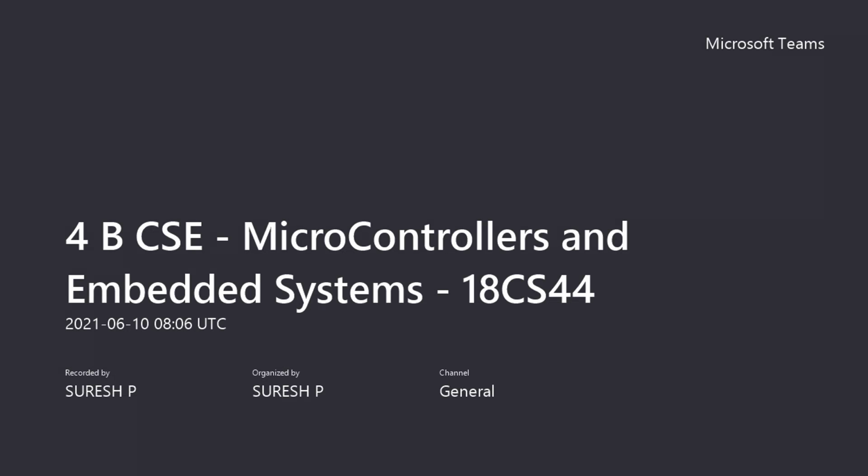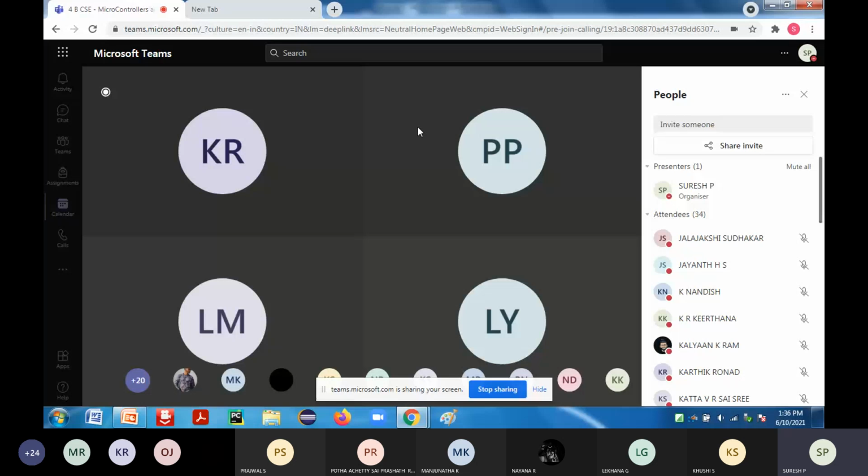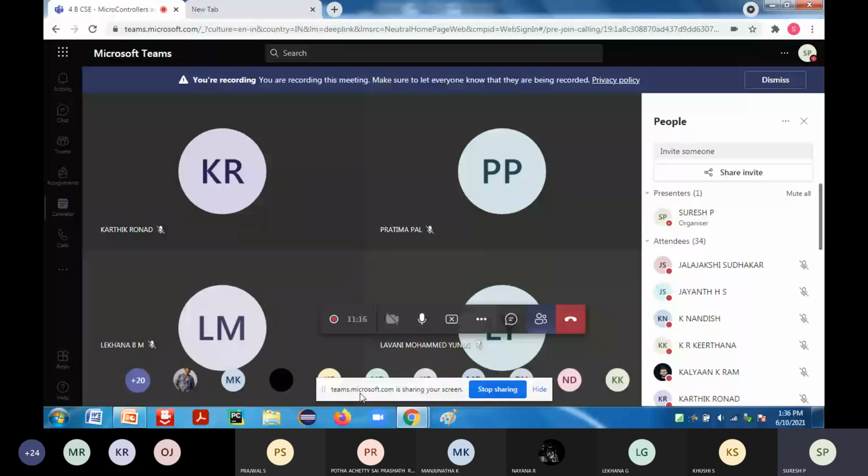System, medium scale embedded system, and large scale embedded system. And we have started discussing the purpose of embedded systems. So now, when you start talking about the purpose of the embedded system, we have seen in today's class.